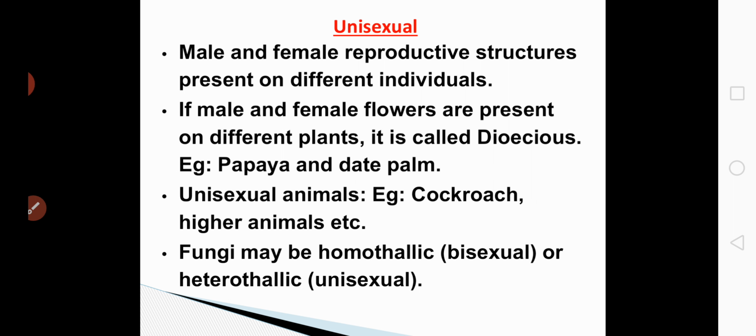And fungi may be homothallic. It is one of the microorganisms, and it may be homothallic. Homothallic is nothing but bisexual, or heterothallic. Heterothallic is nothing but unisexual. In plants, we use the terms homothallic and heterothallic. Thallic means thallus, plant body. So these are the two categories, bisexual as well as unisexual.